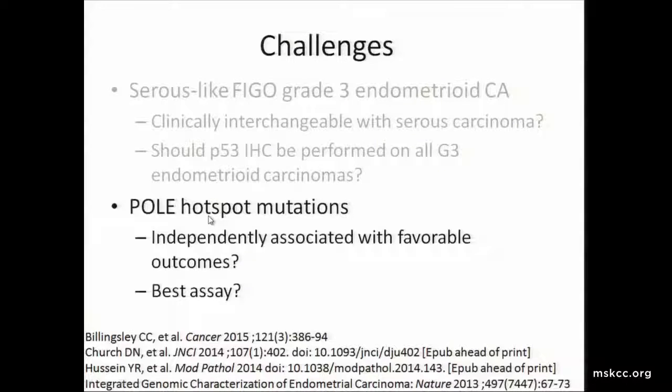This is the last part of the talk, I'm going to shift my focus now to the tumors with the POLE hotspot mutations. Are these independently associated with favorable outcome, and what is the best assay to help us recognize these tumors?